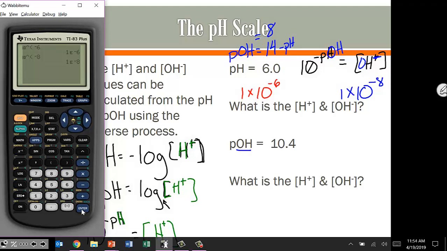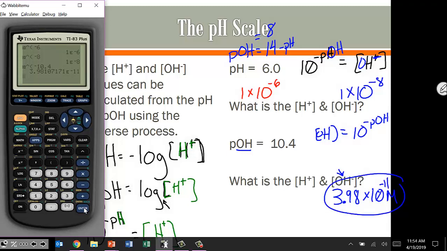Here, we're given the pOH. So we can find the concentration of hydroxide first by simply doing 10 to the negative pOH. So the antilog of negative 10.4 would give us our concentration of hydroxide, which is 3.98 times 10 to the minus 11th. And it's a concentration, so probably molar.